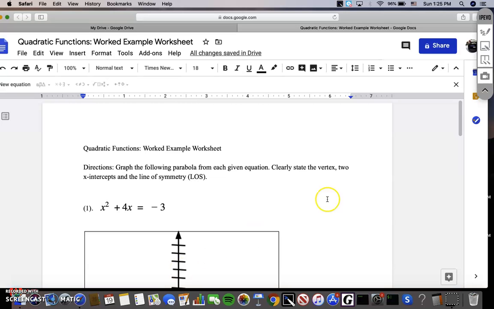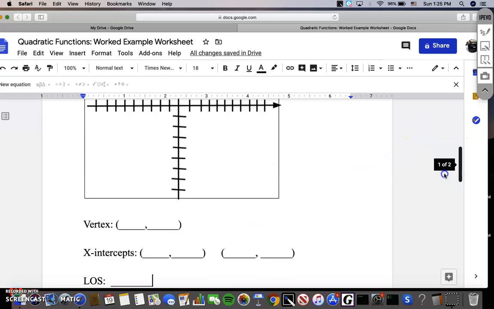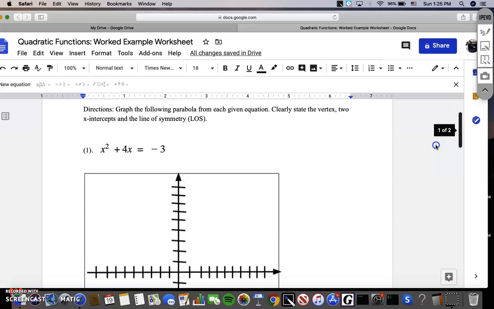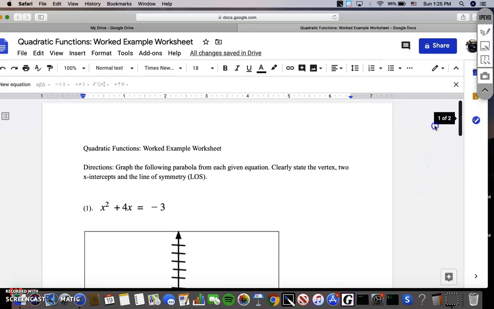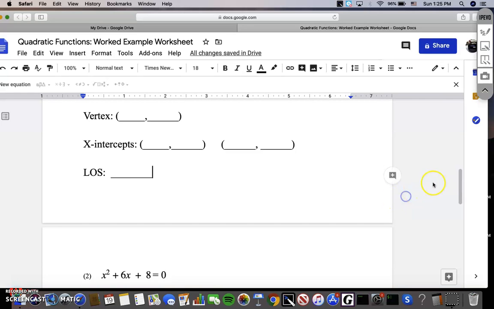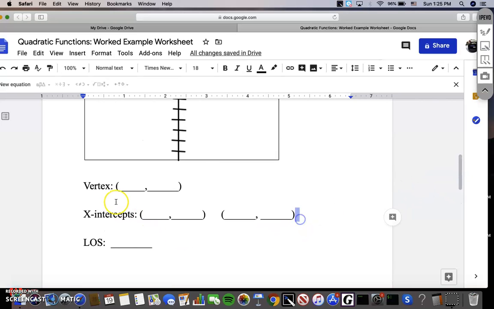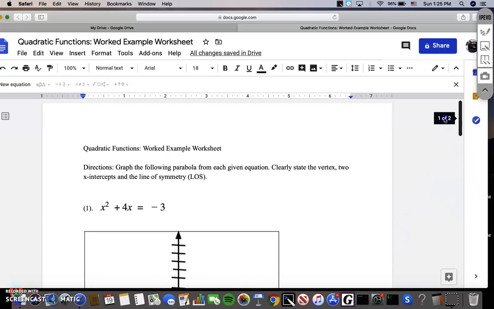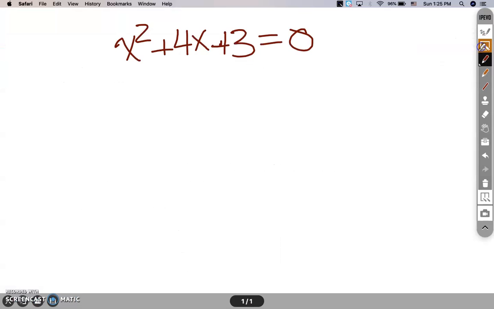Alright, so I showed you how to find all of those in the previous videos, and we're going to be applying them to real problems, okay? So now, they've given us a place to put all our vertex, x-intercepts, and the line of symmetry, okay? So let's get to the problem. So, now let's head to our whiteboard, and the problem is already copied down for us.